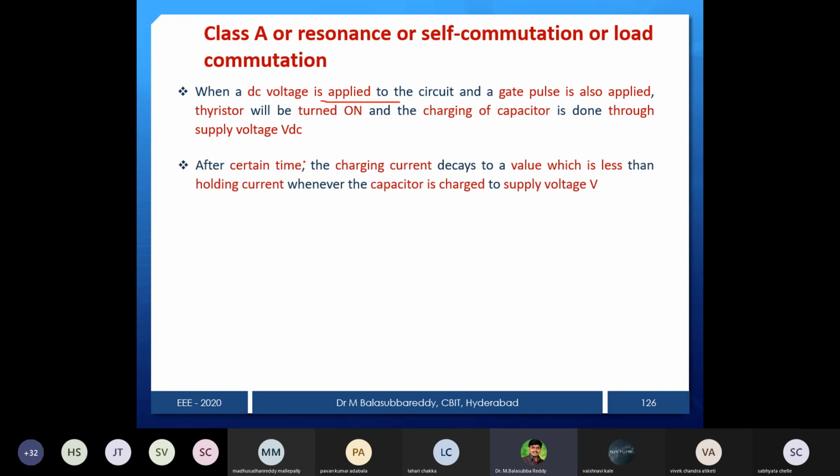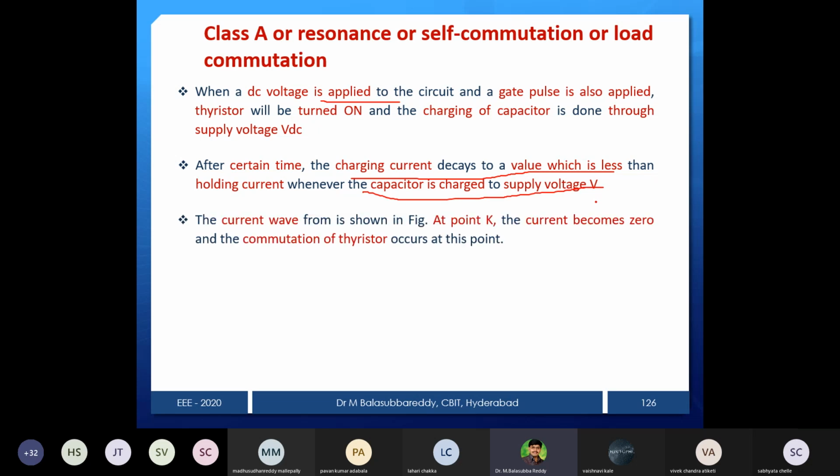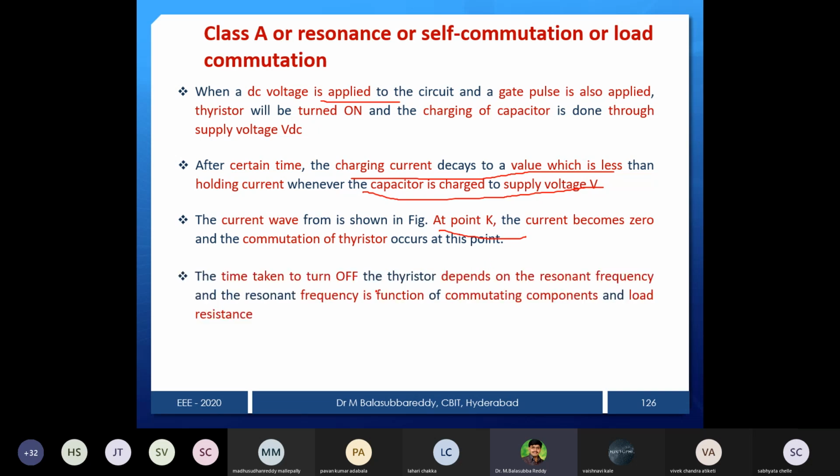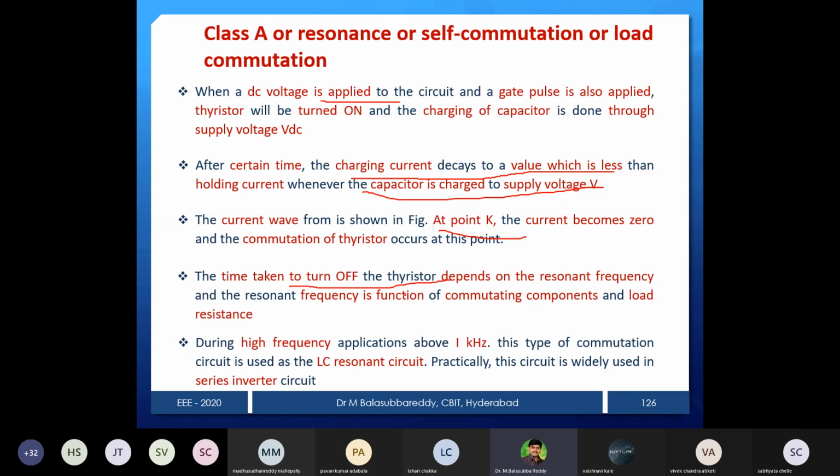Now after a certain time, the charging current decays to a value less than the holding current, and then the capacitor charges to the supply voltage, and that's what I mentioned at point K. The device current becomes zero, and the commutation takes place. The time taken to turn off the thyristor depends upon the resonance frequency, and the resonance frequency is a function of the commutating components. So that decides at what instant point K occurs. While you are selecting the components, you can choose based on that.